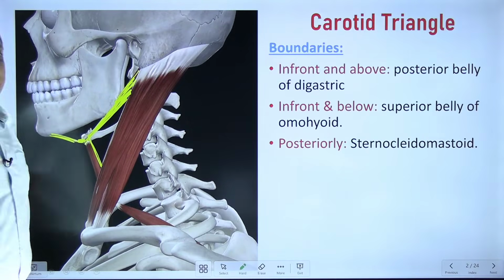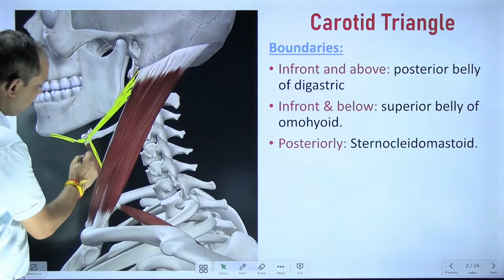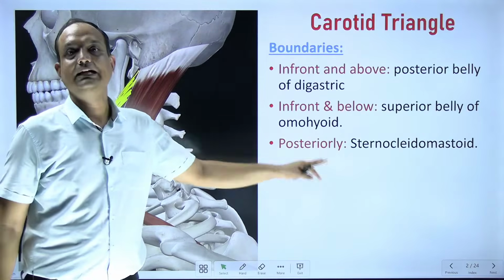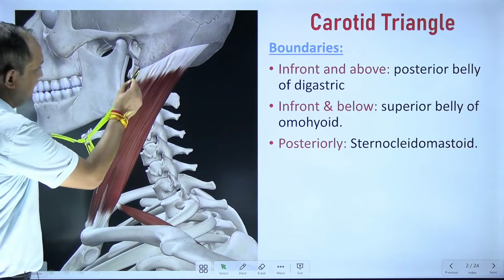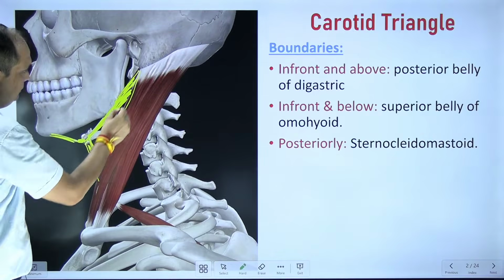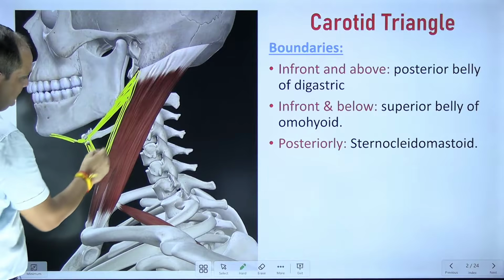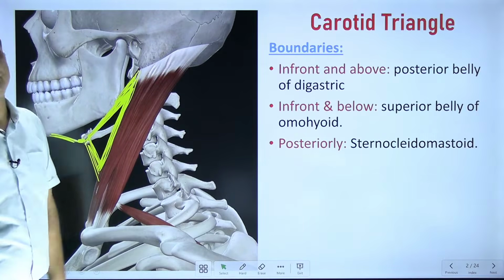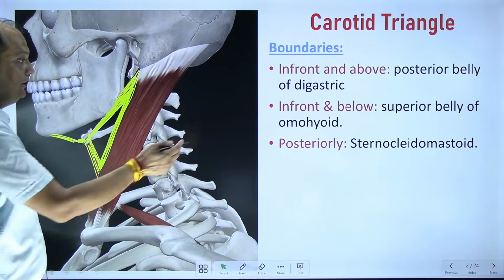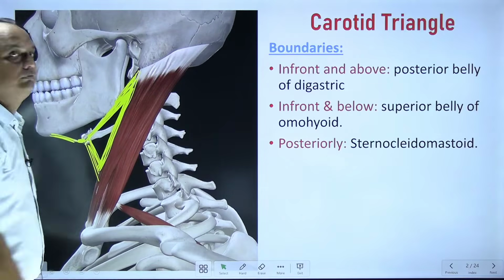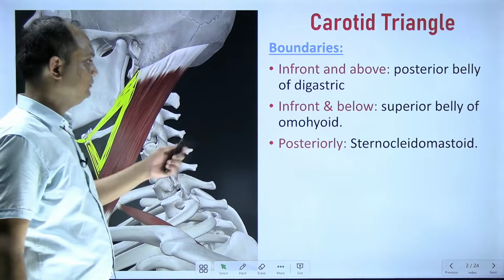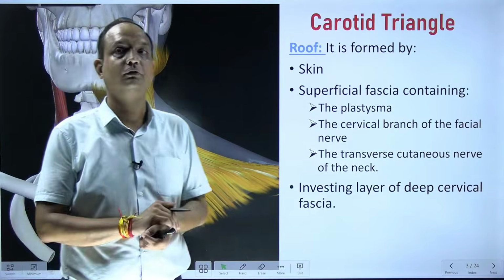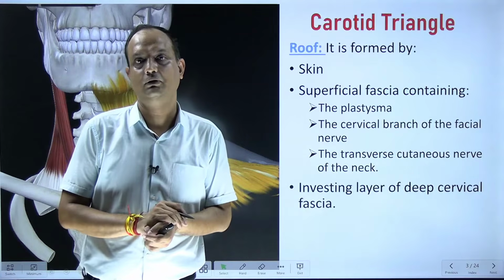Now anteriorly and below, you will have this muscle which is known as the superior belly of omohyoid. And then you will have posteriorly the anterior border of sternocleidomastoid. So my dear students, you have to understand that this border of sternocleidomastoid majorly forms the boundary of the carotid triangle in all its subdivisions. Clear?